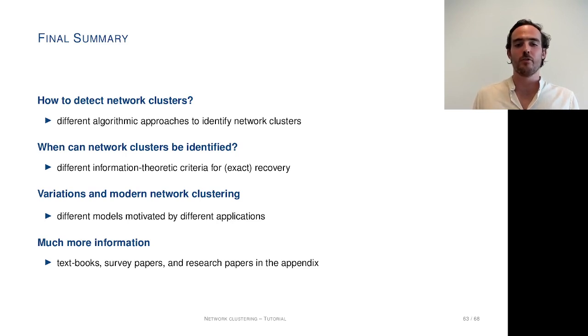And in the last section we saw some variations of modern network clustering. We showed different models, and all of this is always motivated by different applications, right? If you have an application where you have a graph plus some attributes, then you may want to model it as an SBM with node attributes. If you're in semi-supervised learning, you may want to study that as well, and so on.